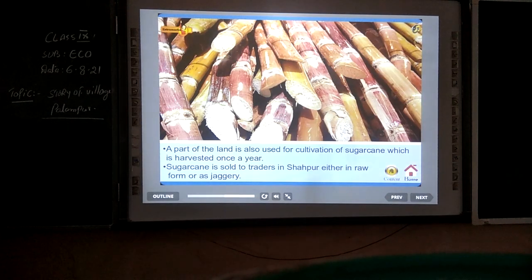A part of the land is also used for cultivation of sugarcane, which is harvested once a year. Sugarcane is sold to traders in Shahpur, either in raw form or as jaggery.